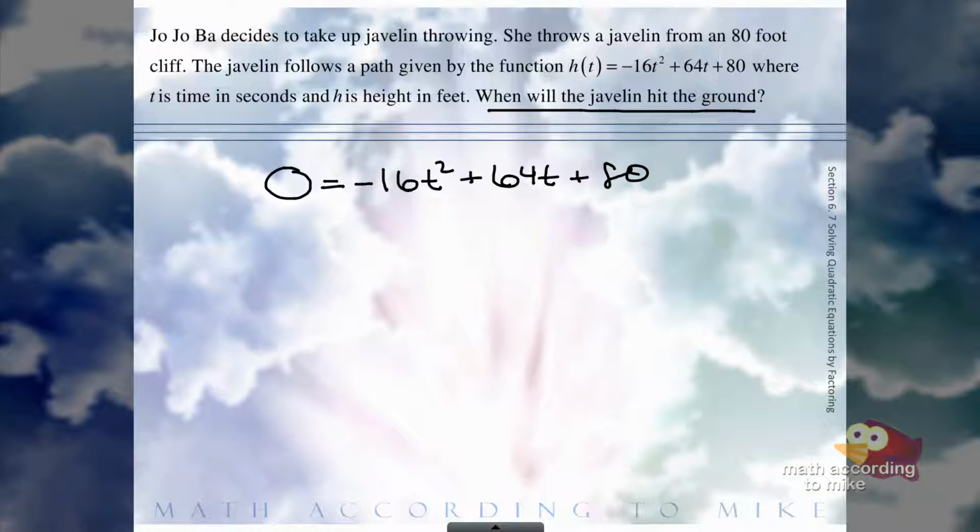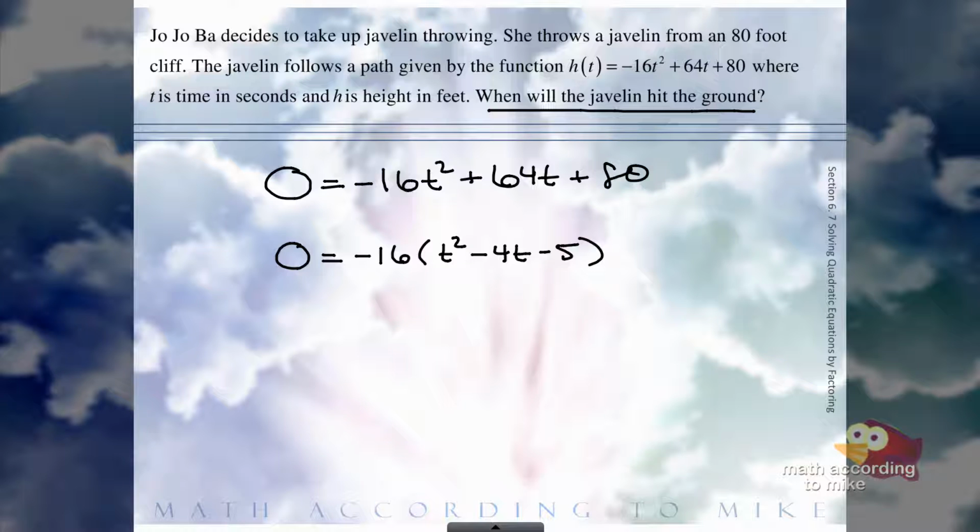In this section at least, we're going to do it by factoring. Notice all the terms there are multiples of 16, but to make the leading coefficient positive, we're going to factor out a negative 16. So if we take out a negative 16, we'd be left with t squared minus 4t minus 5. That negative 16 that we pulled out will not affect the problem.